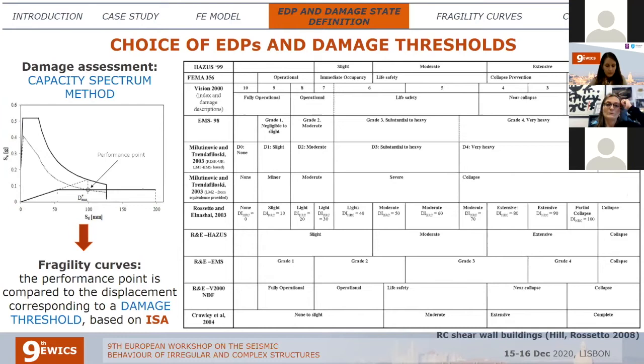About the choice of the engineering demand parameter, I have to indicate that the threshold limit values for the generation of the fragility curves have been obtained from the capacity spectrum method, considering the acceleration displacement response spectrum method and the identification of the target displacement corresponding to the achievement of the different damage threshold limits. For these purposes, we analyzed different metrics for the evaluation of these damage threshold limits and also the definition of the damage.